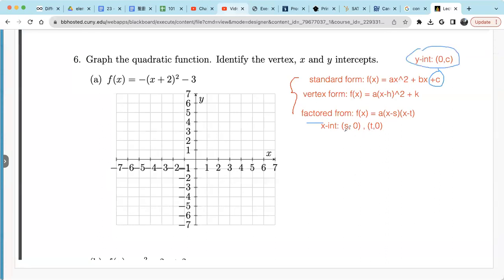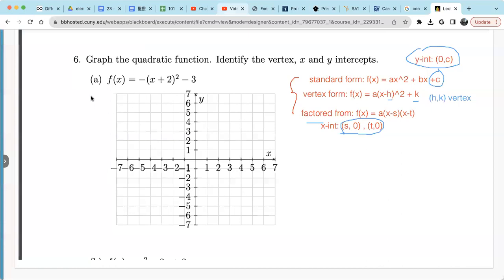And the factored form gives us two x-intercepts. And what does the vertex form give us? This h comma k is the vertex. That's why it's called a vertex form. h comma k is the vertex.